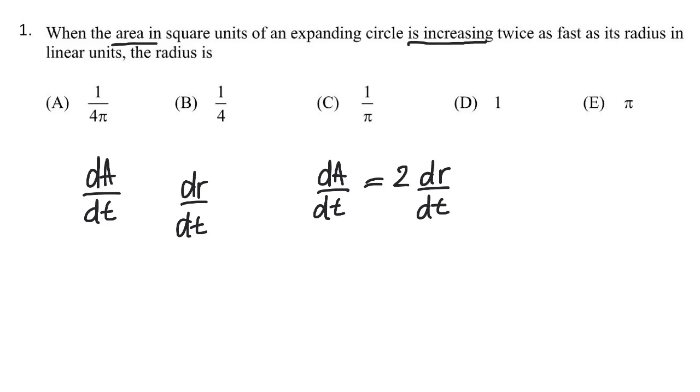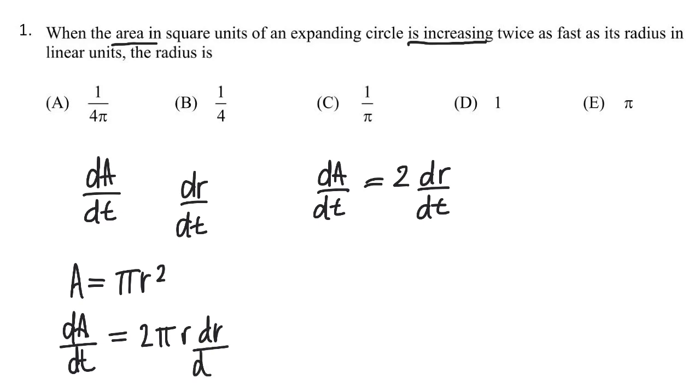So we know that. And let's see, we need a formula with some kind of related rates. We always need some formula. I know the area formula for a circle is pi r squared. And when I find the derivative of area with respect to time, dA dt equals 2 pi r dr dt.